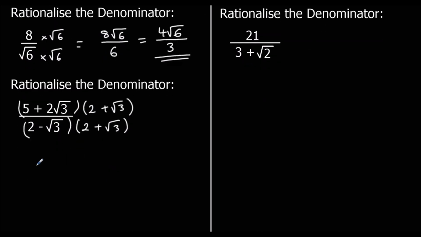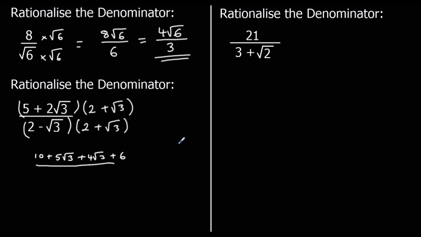So let's do the expansion. Let's do the top first. 5 times 2 is 10. 5 times root 3 is 5 root 3. 2 root 3 times 2 is 4 root 3. And 2 root 3 times root 3. Root 3 times root 3 is 3. So 2 3's are 6.